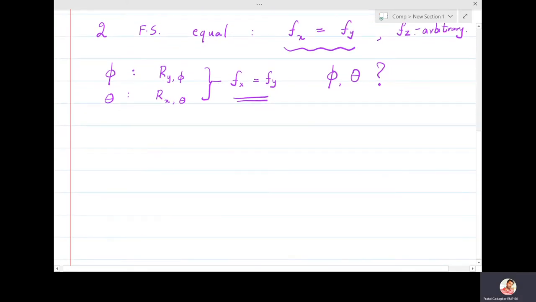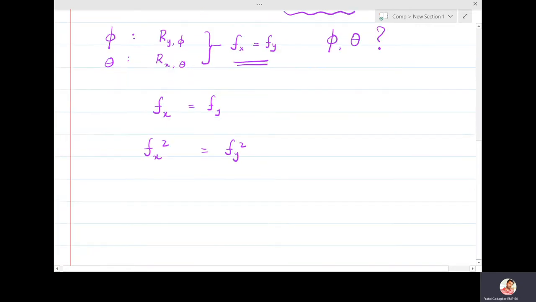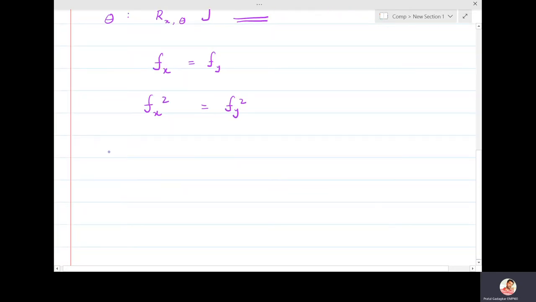Now, if I look at fx equal to fy, I will square both the sides. So when I take fx square equal to fy square, we know the expression for fx square: fx square is cos square phi plus sine square phi sine square theta, and fy square is cos square theta. These expressions for fx and fy were derived in the first lecture of axonometric projections, namely the trimetric projections lecture.